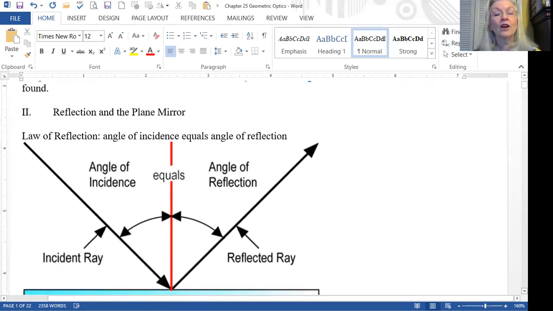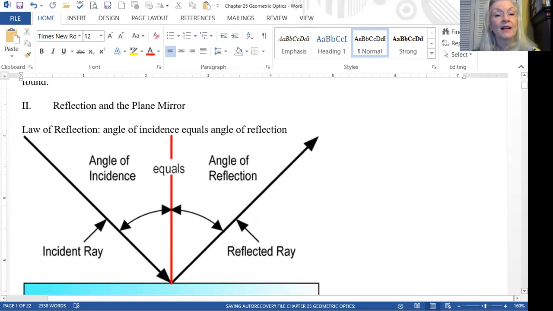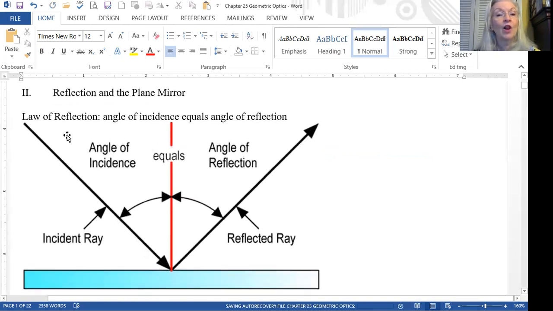So we'll start out talking about a plane mirror. That means it's a flat surface. And a flat surface follows the law of reflection. So the angle of incidence equals the angle of reflection. If this blue box is our mirror, our reflective surface, and the arrow on the left is the incoming or incident ray, when it hits the surface, it bounces off and gives us the reflected ray.